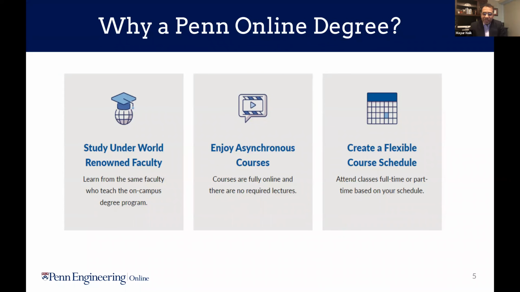With that, let's move on now to understand what is so unique about an online degree from Penn. So I'd like to emphasize three aspects. The first is you will get to study under a world-renowned faculty. These are the same faculty who teach the on-campus degree program. And our faculty are active in cutting-edge research in data science. They also have active collaborations with Fortune 500 companies, which inspire us to keep our curriculum up to date and relevant to industry. And we also participate frequently in government and education policy matters.